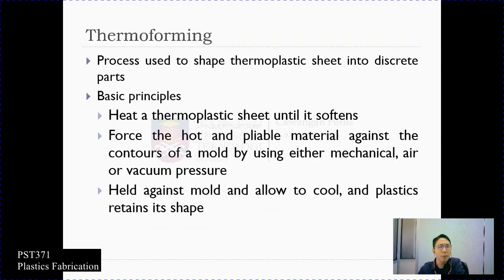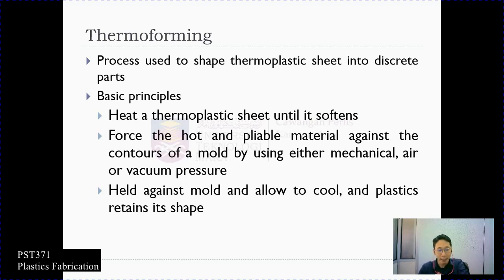What is thermoforming? Thermoforming is a process used to shape a thermoplastic sheet into a discrete part. Of course, in this course PST371, you will learn how to convert a thermoplastic material into the desired parts or the final product. But uniquely for thermoforming, it is specifically shaping thermoplastic sheets. So what I want to highlight here is that this is the only technique that uses thermoplastic sheets to convert into final parts.